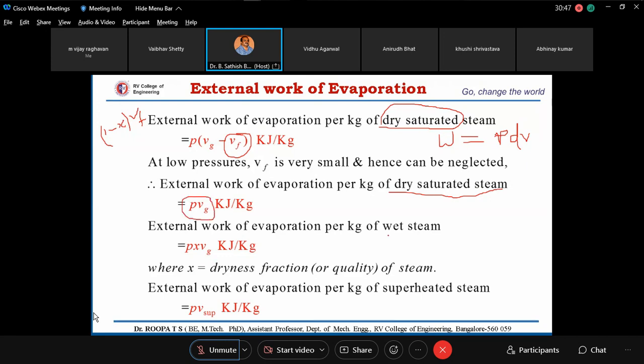If it is wet steam, then dryness comes into the picture, so P into X into Vg. Wherever this X comes, it means we are talking about wet steam because we are taking the dryness fraction into account. If it is superheated steam, then the work done will be equal to P into V superheated. So these are the expressions for external work of evaporation. Is that clear? Any doubt up to this? Yes, ma'am.